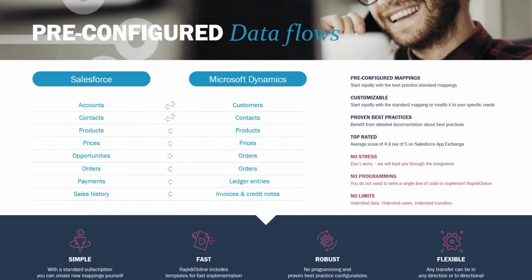Okay, our pre-configured data flows. So this is an example of what it looks like for our pre-configured flows. And like I said, these are totally customizable. So our best practice says we do a bi-directional sync of accounts and customers.